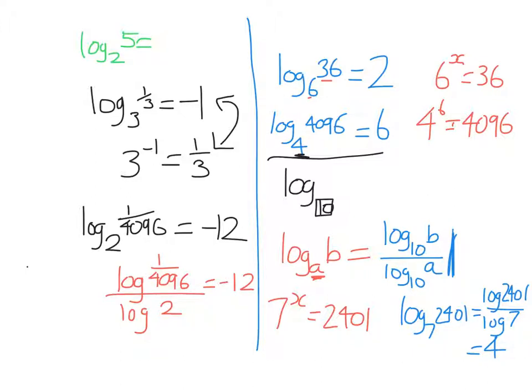So to do this, if my calculator doesn't allow me to put in log base 2, I just put in log 5. My calculator assumes if I put in log, it's base 10, over log 2. And the answer I get is about 2.32. So you have to raise 2 to the power of 2.32 to get 5. We wouldn't have been able to do that off the top of our heads.